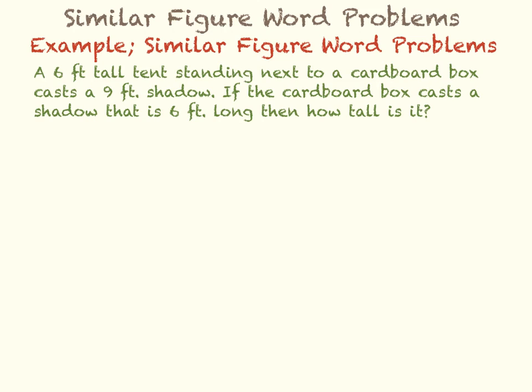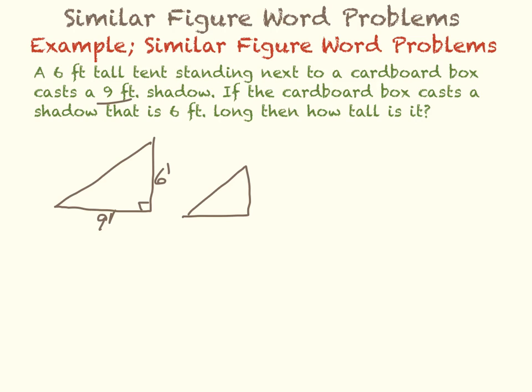In these next examples, we need to come up with similar figures to describe the word problems, which will then help us set up a proportion. A 6-foot tall tent is standing next to a cardboard box. So here's my 6-foot tall fence, and I have some sort of cardboard box right here. We don't know how tall it is. And the tent casts a 9-foot shadow. So I have a 9-foot shadow here.